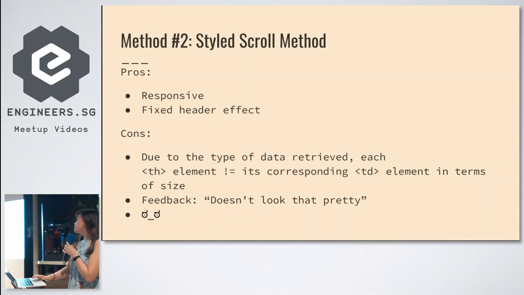But unfortunately, due to the type of data we retrieve from the backend, each header element will not be the same size as its corresponding TD element. So it looks very out of place, looks very weird. And the main feedback from the same intern who brought up this issue was that, oh, it doesn't look that pretty. So I was like, okay, fine, let's try another way.